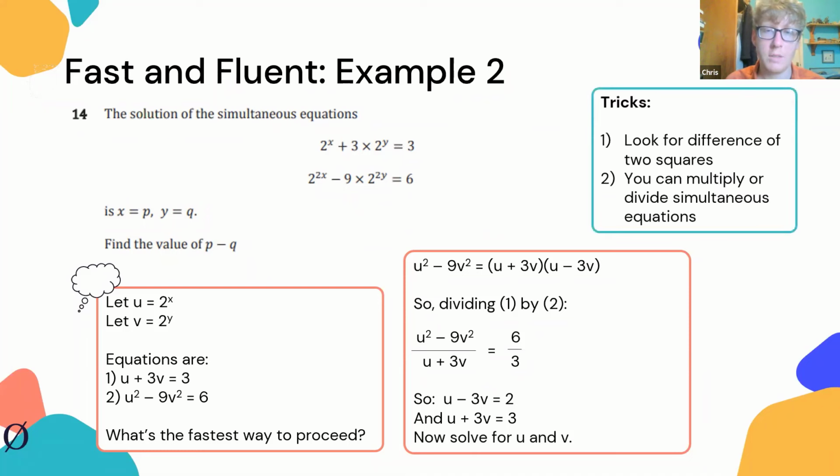So the trick here is basically reminding you, always look for difference of two squares, even when it's not immediately obvious. If you look at the original question, maybe not immediately obvious, the second line is a difference of two squares. But also, remember, you don't just have to solve simultaneous equations by substitution. You can add and subtract. You can also multiply or divide.